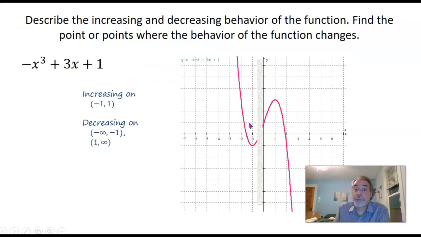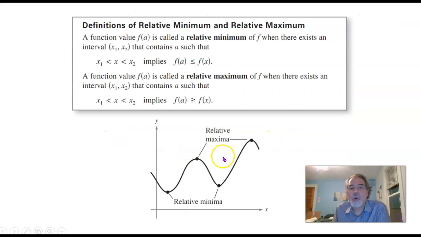Now notice at the places where we change over from increasing to decreasing or decreasing to increasing, those are turning points. They might be a high point, they might be a low point. And we call those, well, a high point is a relative maximum. And if you have more than one of them, the plural is maxima. And a low point is a relative minimum. And if you have more than one of those, the plural is minima.